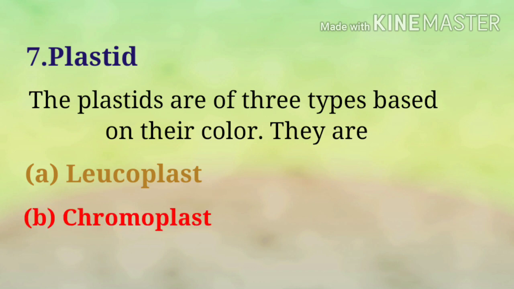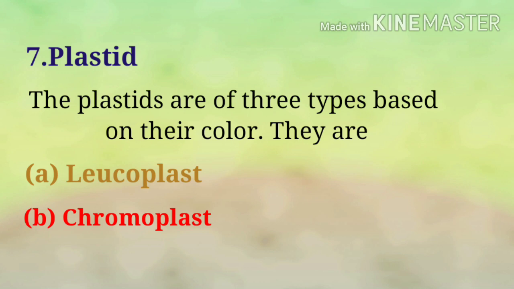Chromoplasts are variously colored plastids. They may be yellow, orange, and red. They give color to the petals of flowers and fruits. The coloring pigments associated with them are xanthophyll, which is a yellow pigment, and carotene, which is an orange-red pigment.